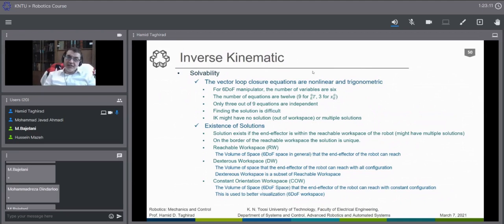I will just continue this part. I don't go further, because I request you to think about it. When there is a solution or when there is not a solution, the existence of a solution. This is the question that Muhammad Mahdi asked a few minutes ago, that if there are some limits of the joint variables, how can we work on that. This comes into the picture.